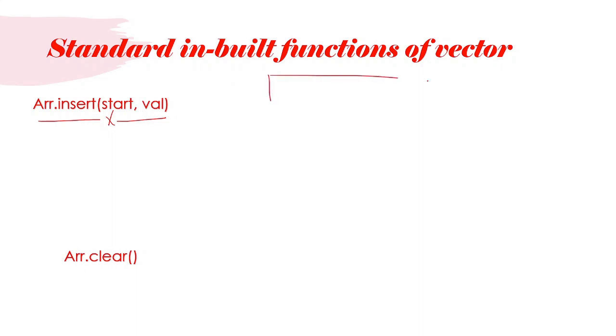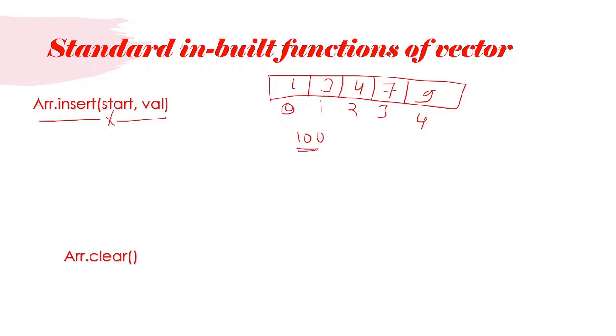Now say for example, I have the array 1, 3, 4, 7 and 9, with indices 0, 1, 2, 3, 4. Say at index 0, I need to insert the element 100. So how will I do it?